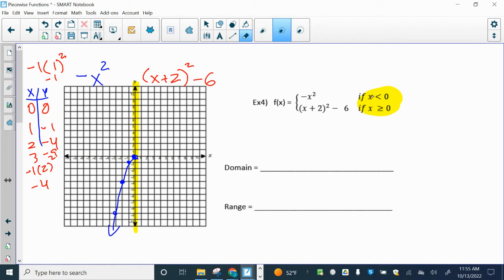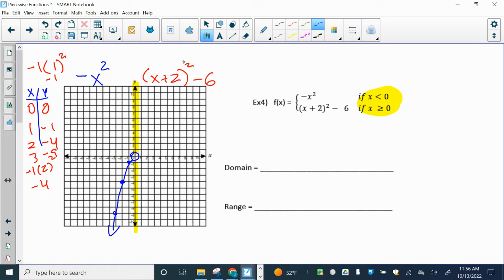And then one thing to note is that this says for when x is less than 0. So not less than or equal to, when x is less than 0. So we can change this to an open circle, saying we're not including this point at 0, 0. Okay. So we just graph negative x squared for this left portion.